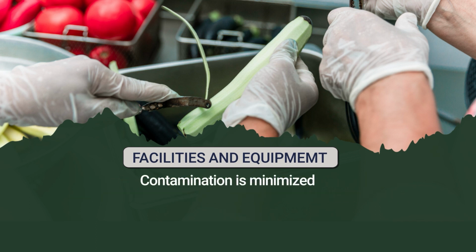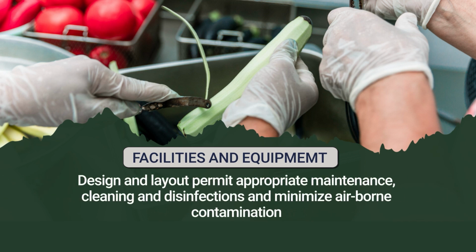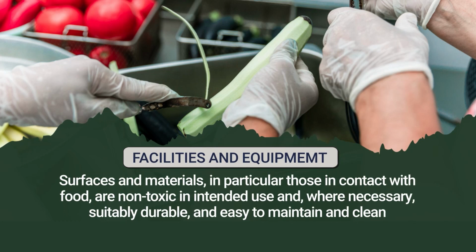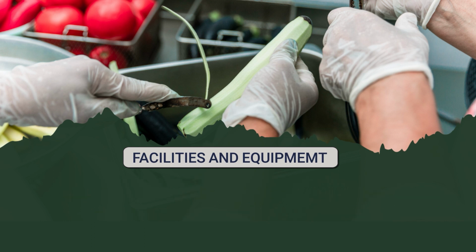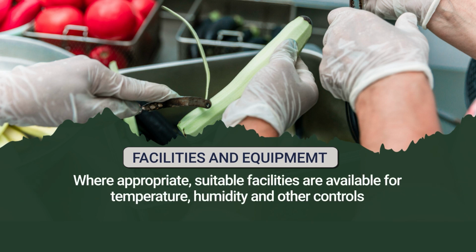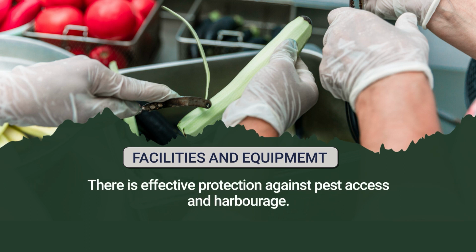So contamination is to be minimized. Design and layout should be such that maintenance, cleanliness, disinfection are easy, and airborne contamination is minimal. Surfaces and materials, particularly those coming into contact with food, are non-toxic and, where necessary, easy to maintain and clean. Where appropriate, suitable facilities for temperature, humidity, and other controls should be there. And there should be effective protection against pest access and their harm.